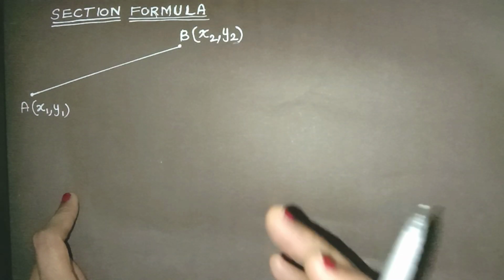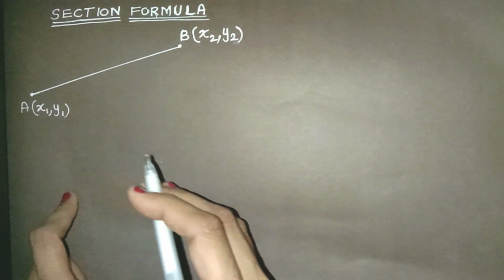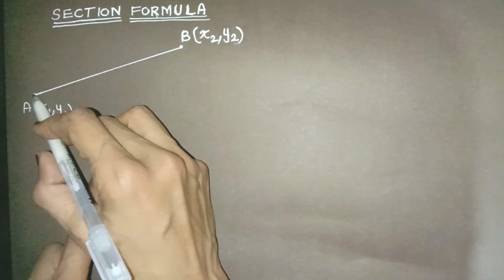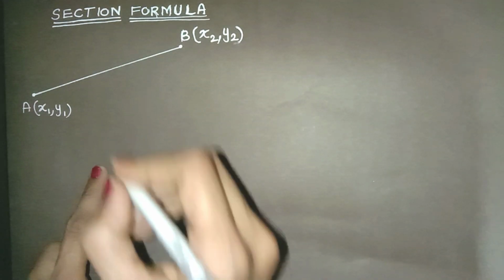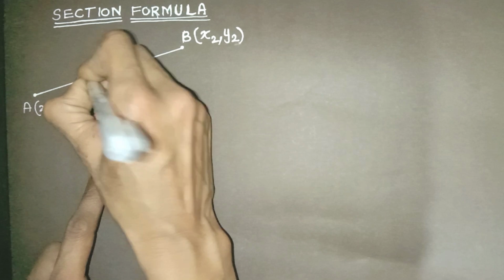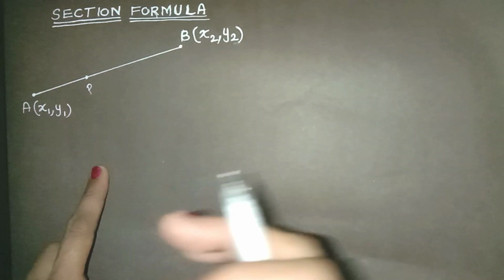Now let's come to the section formula. So again, let's consider 2 points, A x1 y1, B x2 y2. Let's just join these 2 points with this line segment. Now on this line segment, we have a point P. Okay, there are of course infinite points. Let's take a point P which is dividing this line segment in some ratio.